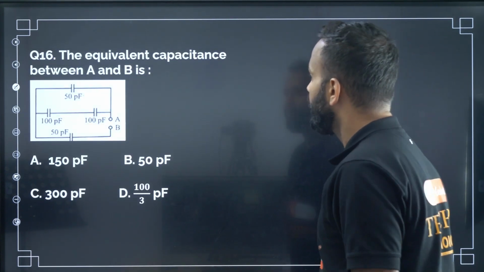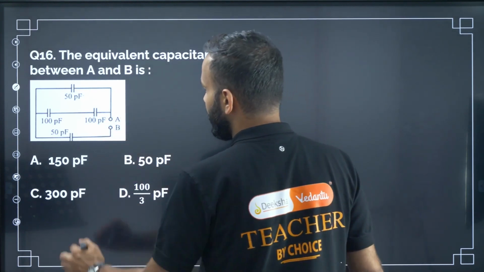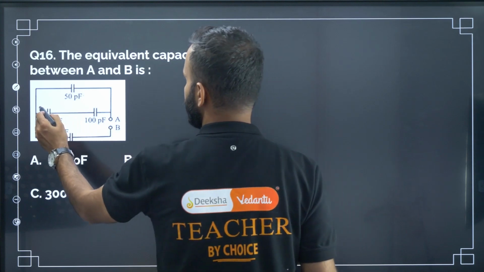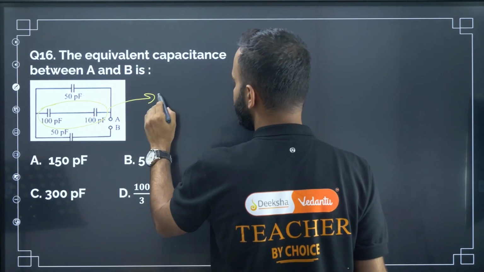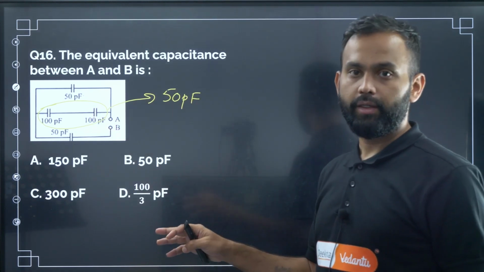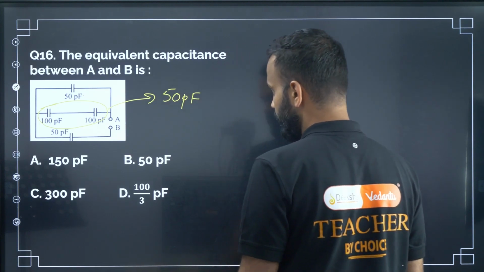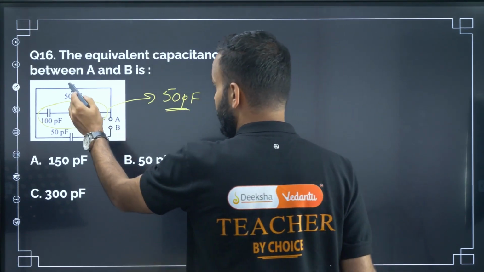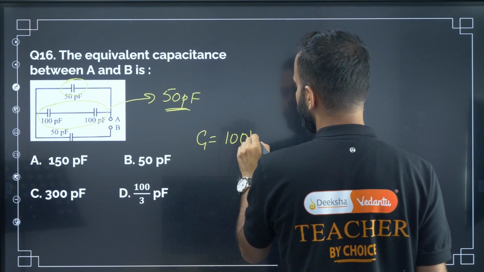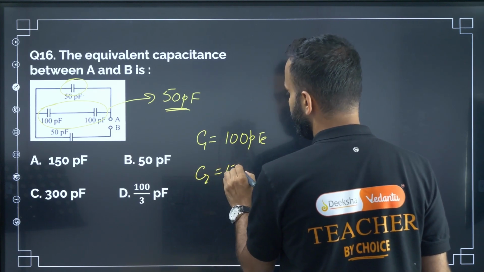Next question, question number 16. The equivalent capacitance between A and B is? Simple one. Here 200 picofarad and 200 picofarad are both in series, so 1 by 100 plus 1 by 100 is 1 divided by 50. So the equivalent will be 50 picofarad. Now this 50 picofarad is in parallel with this 50 picofarad, so C1 is equal to 50 plus 50, that is 100 picofarad. Now it is in series with 50 picofarad, C2 equal to 50 picofarad.